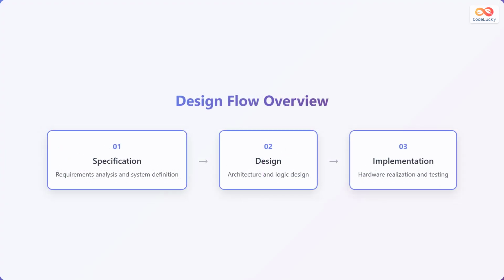Let's take a look at the design flow. Step 1 is specification, involving requirements analysis and system definition. Step 2 is design, which includes architecture and logic design. Finally, Step 3 is implementation, focusing on hardware realization and testing.